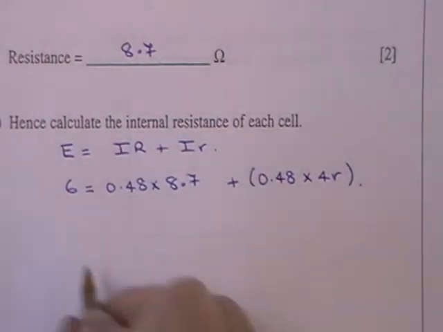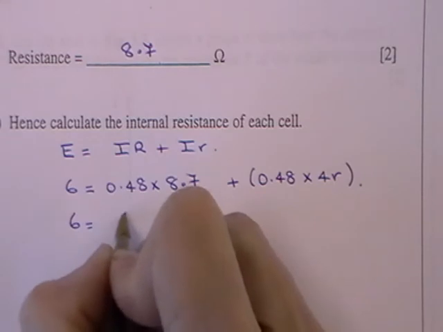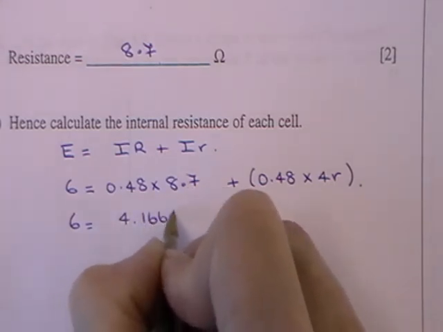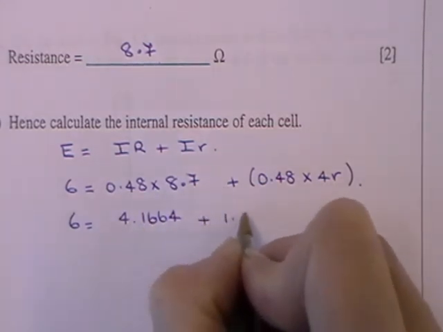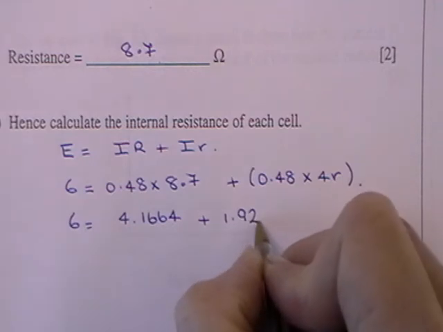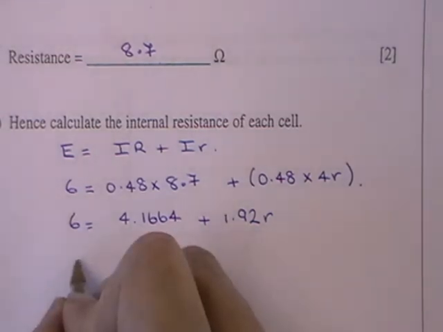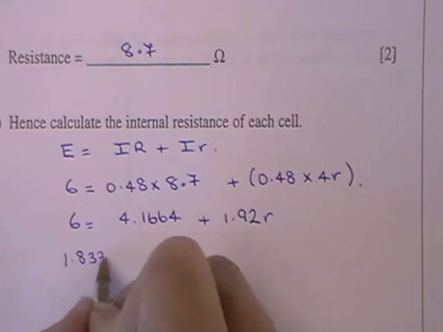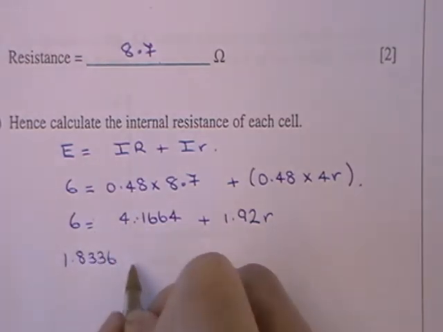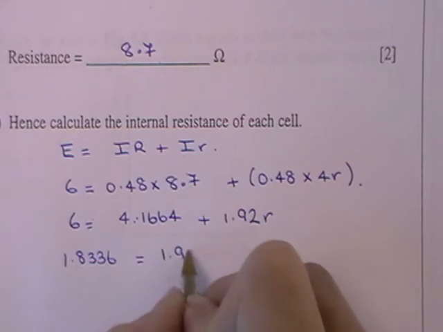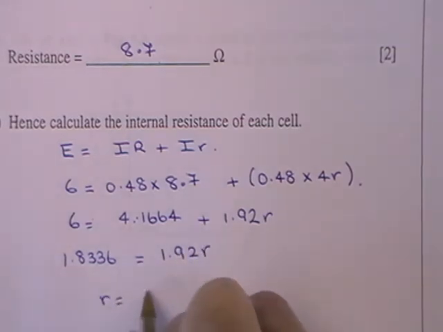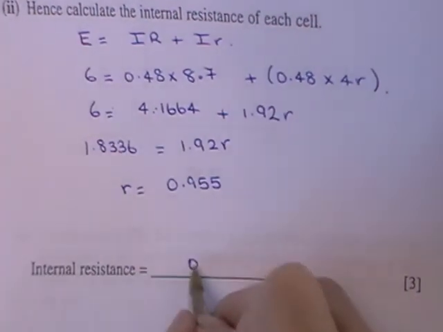So when you work those numbers out, you have 6 is equal to 4.1664 plus 1.92r. That's the way it all works out there. So to work out r, 1.8336, you've taken this over here and taken it away, is equal to 1.92 times r, and r comes out to be 0.955 ohms or 0.96 ohms.